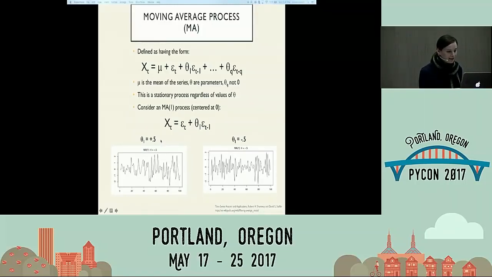So if you look at a positive theta, you'll get this value on the left, versus if you look at the negative theta, you'll get this series on the right. How are they different? Well, the one on the left is smoother, right? The one on the right tends to jump around more, right?